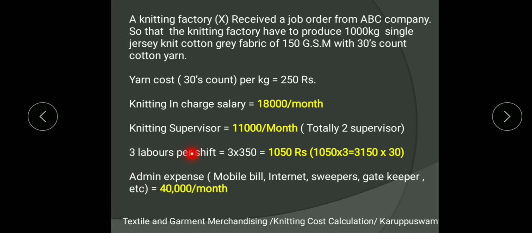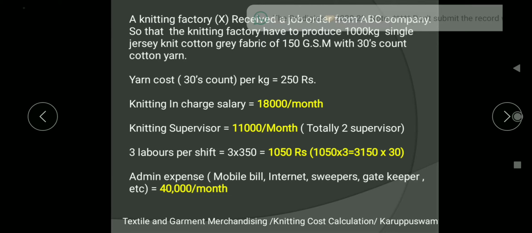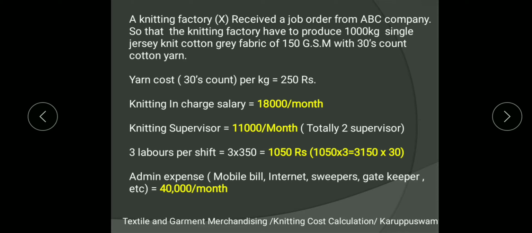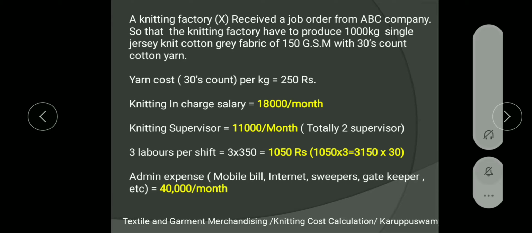Generally you run your factory for 3 shifts, that is 24 hours, so you need 9 laborers in total. One laborer's salary is 350 rupees per day. So for one shift you have to spend 1050 rupees for laborers. For 3 shifts, 1050 into 3, that is 3150 rupees for 24 hours. This is the labor charge. If you run your factory for 30 days, multiply this by 30 so that you get the total monthly labor cost.